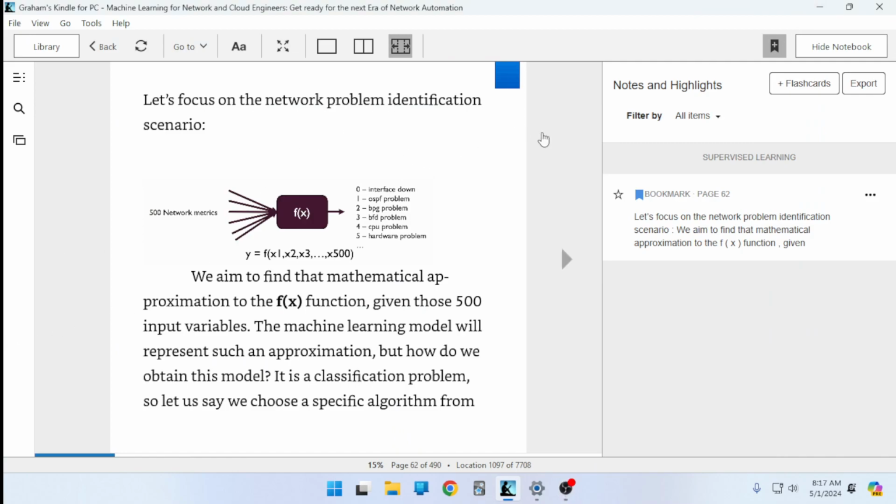The next part is we're going to focus on the network problem identification scenario. So, we've got 500 metrics coming in, and we're creating them into a function. So here's the function, y equals f of all of these factors here. We aim to find that mathematical approximation to the f of x function.